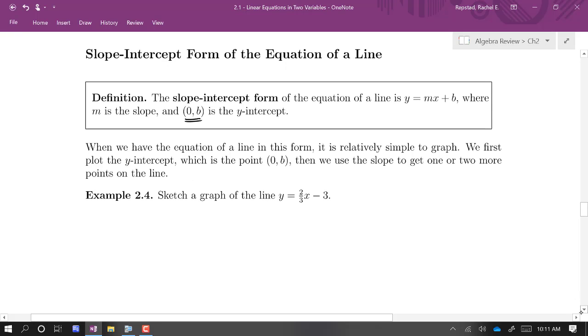So if I want to sketch a graph of the line y = 2/3 x minus 3, well, I get 1 point for free, right? So they tell us in this problem that the y-intercept is (0, -3). So I know a point that's on the line. And the slope is 2/3, which means from a given point, I can just go up 2 and to the right 3 to get a new point.